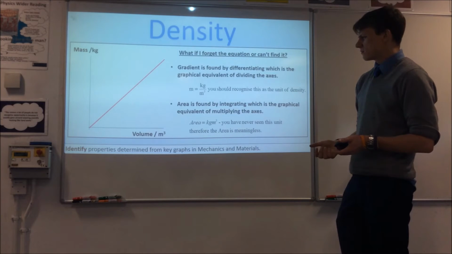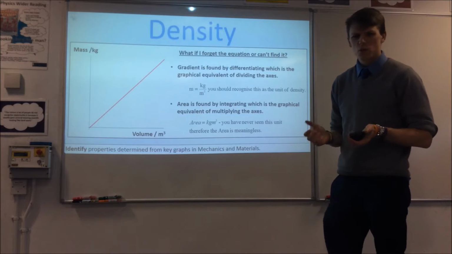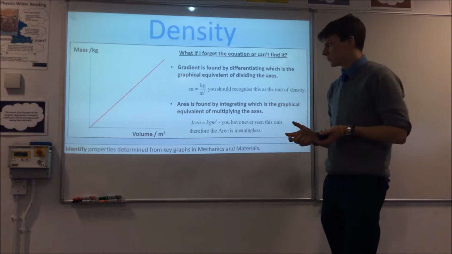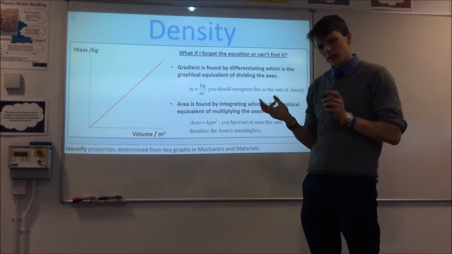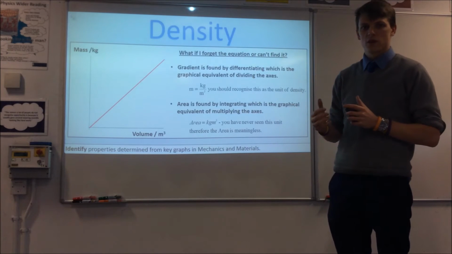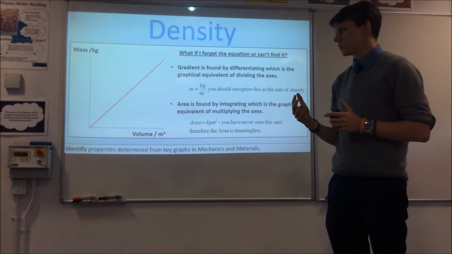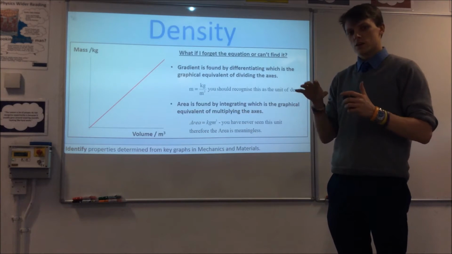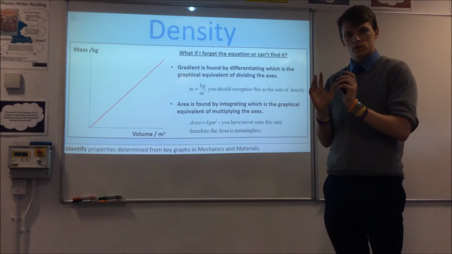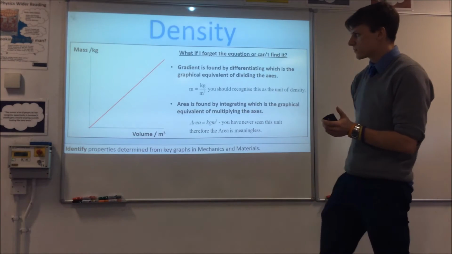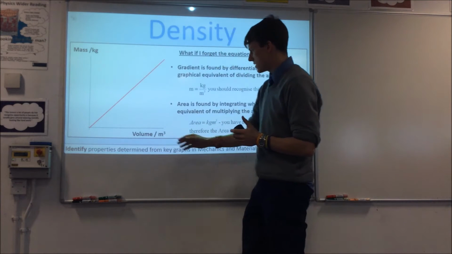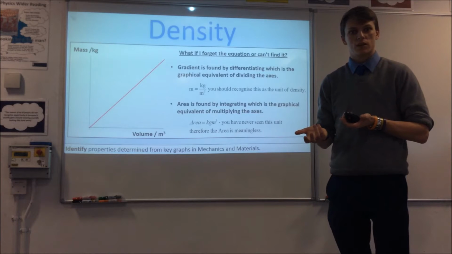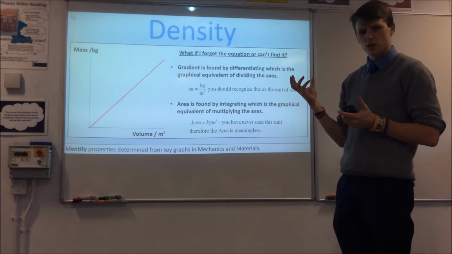So what if you don't know the equation of your graph? What if you've been given something random that you've not dealt with before? When you're getting the gradient, what you're effectively doing is dividing your y by your x. So if you find the unit on your y-axis and the unit on your x-axis and divide them, you can get an idea of what your gradient represents. In this case, we know we've got kilograms divided by metres cubed, and you should recognise kilograms per metre cubed as the unit of density. So that's another way you can look at this.